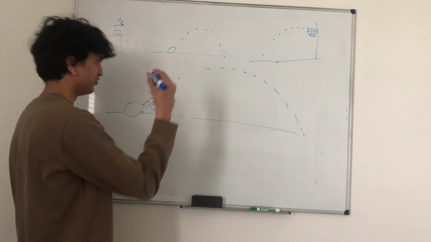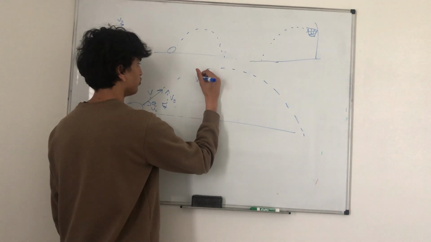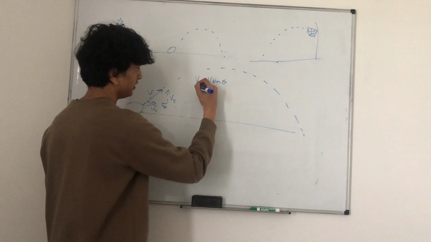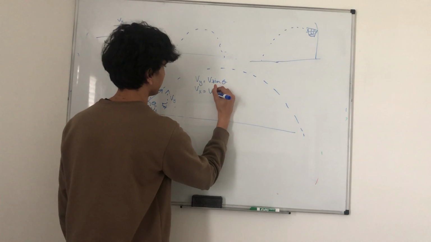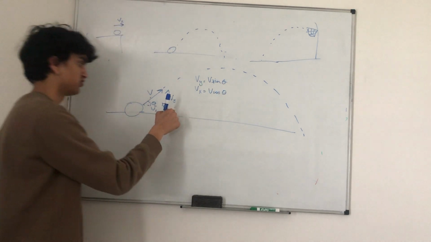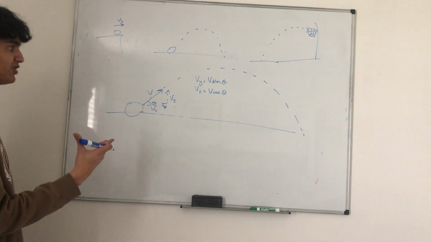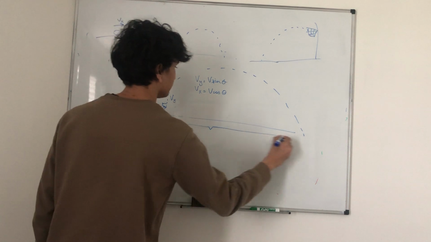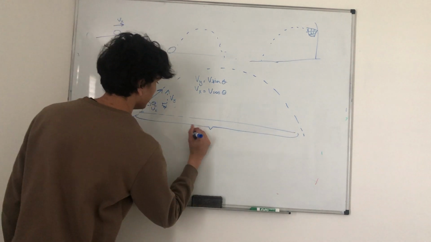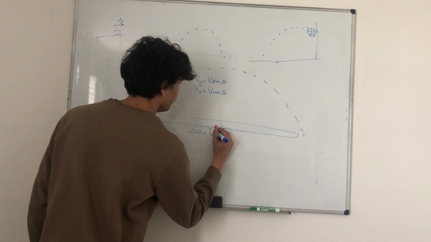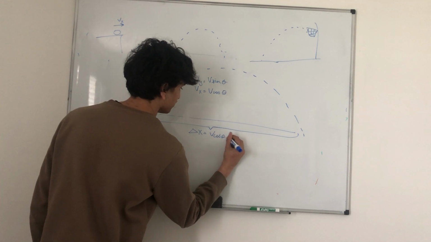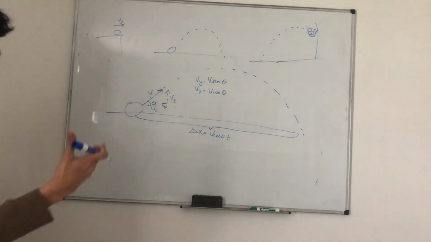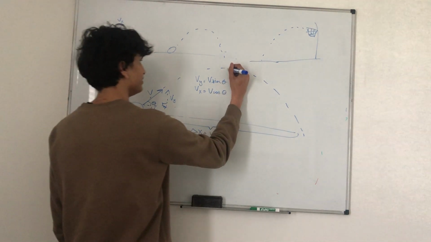If we remember, we've done this all year. Vy is going to be V sine theta, because it's the opposite of that triangle. Vx is going to be V cosine theta, because it's the adjacent of that triangle. So using that same logic, we can figure out the range, which is how far it'll go. That range is going to equal V cosine theta times time, because this is the x component, which is constant, times time.